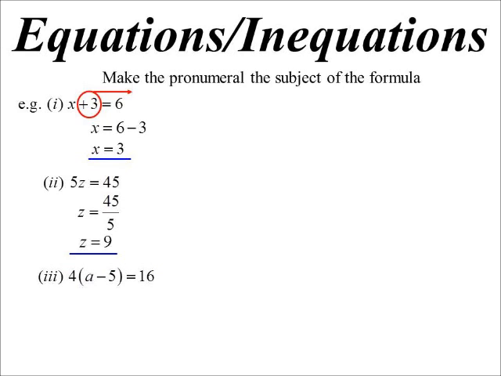These ones are interesting. You've got a choice, of course. You could expand out first, then play around with it. Or you could divide by the 4 first. Wonder which way I went. I expanded out first. So I've got 4a minus 20. I'm then going to move the 20 to the other side. So I'm going to add 20. Okay, I'm going to divide by 4. Bingo, there's our answer.